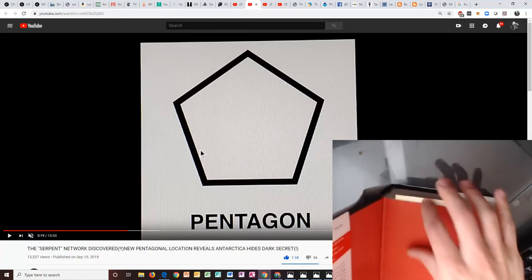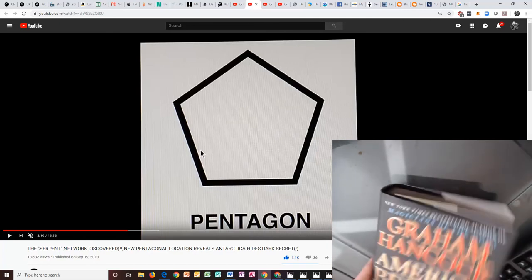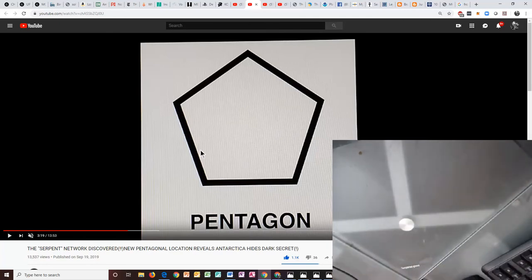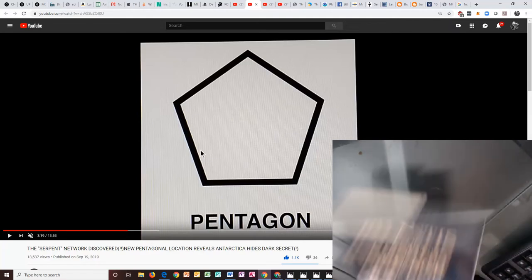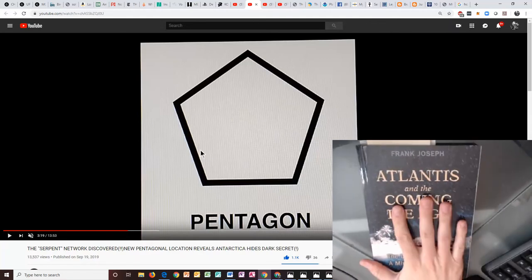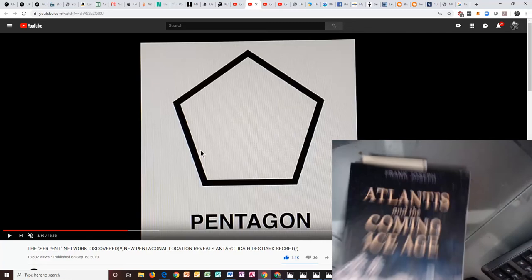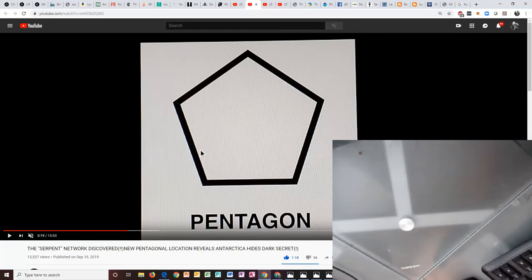So earlier on in the book, there's some stuff about serpents that we're going to get into in relation to what he's talking about here with this theme of penta and pentagons, and how it relates to serpents and even ancient Atlantis, as we're going to get into with this book here with Frank Joseph's work. So that's a primer for where this video is going, guys.